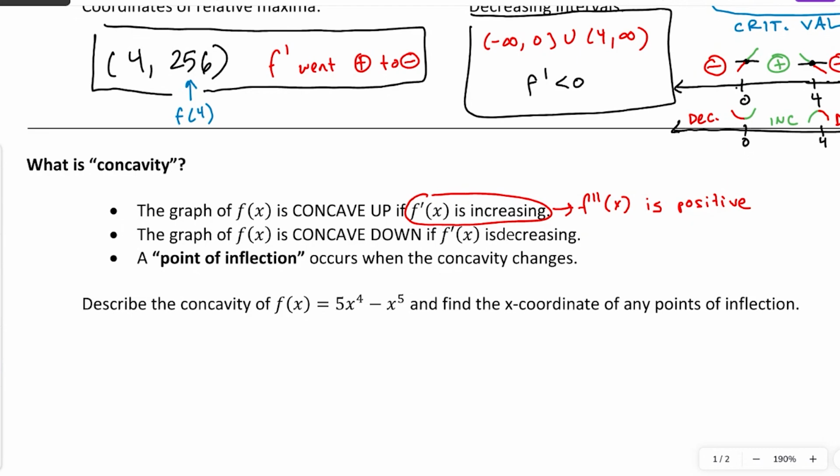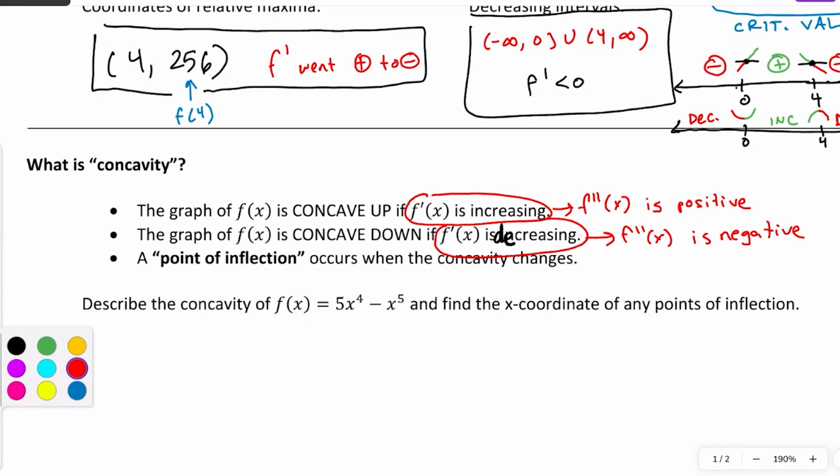Okay. If f prime is, oops, we got a typo here. Decreasing. Let's change this. So if f prime is decreasing, f double prime is negative.